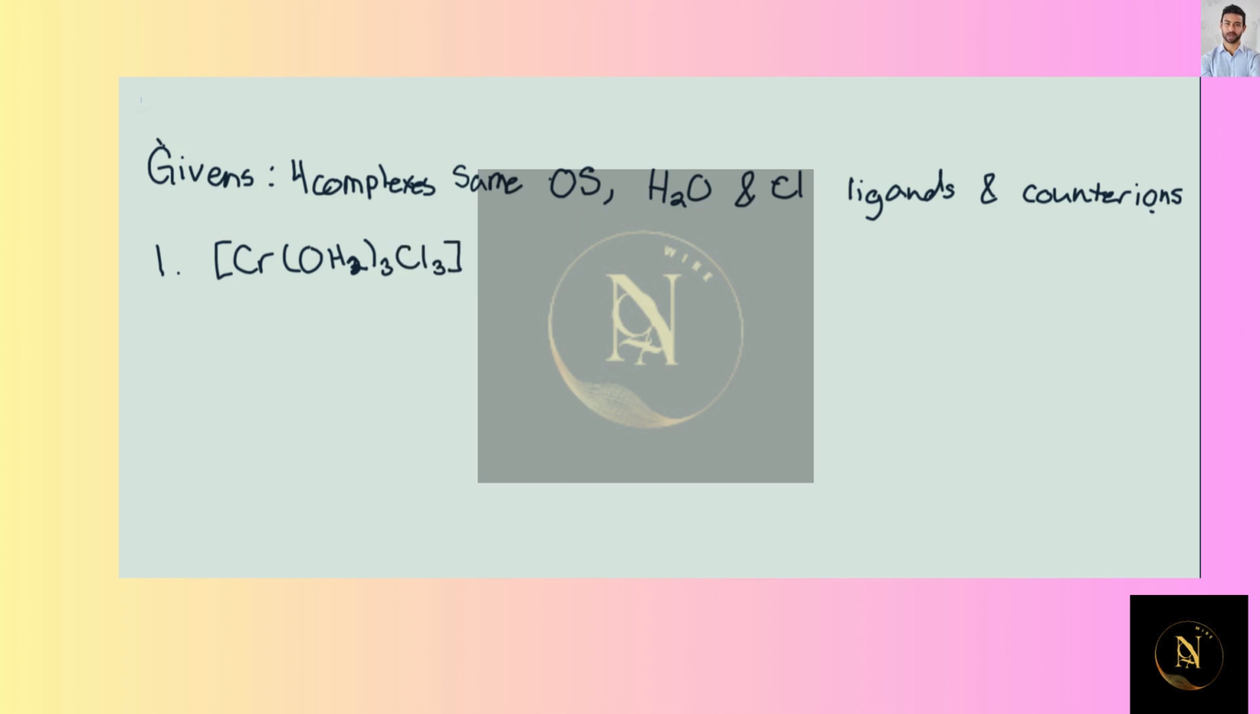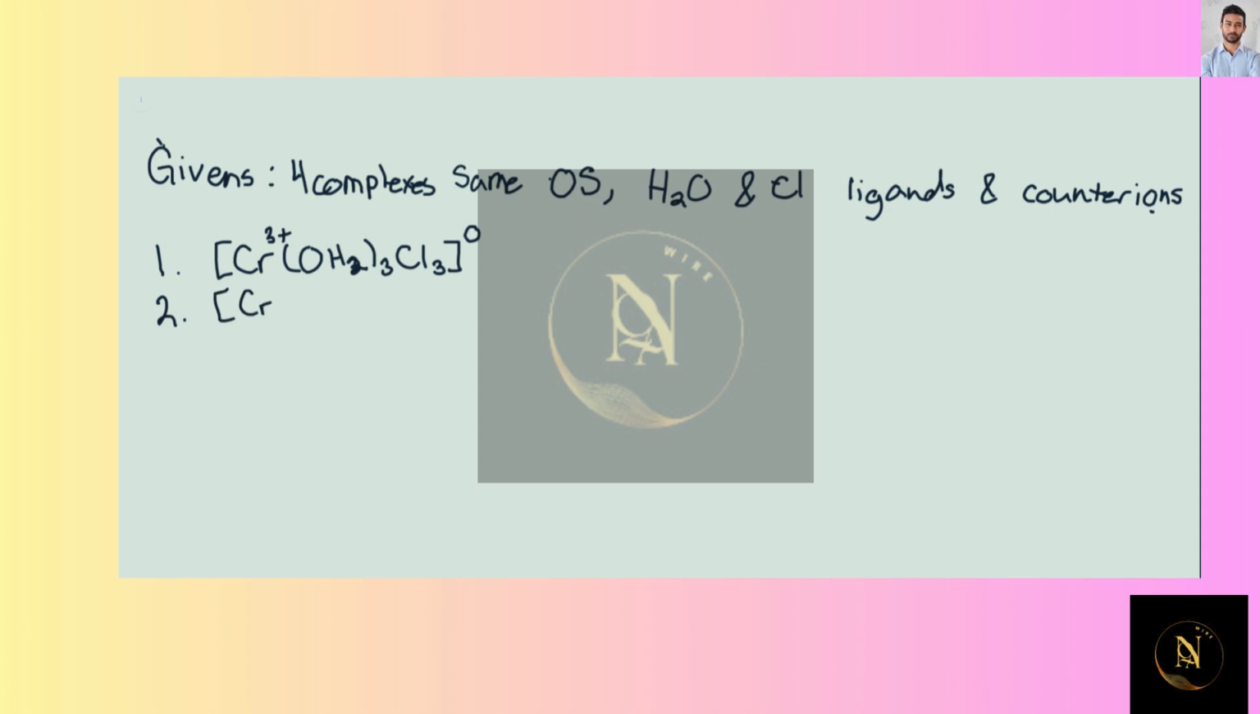So it has 3 ligands that are water, 3 ligands that are Cl minus, and chromium has a 3+ oxidation state with an overall charge of this complex being 0. So we have to keep this chromium at the 3+ oxidation state. The actual overall charge of these complexes doesn't matter for this question.